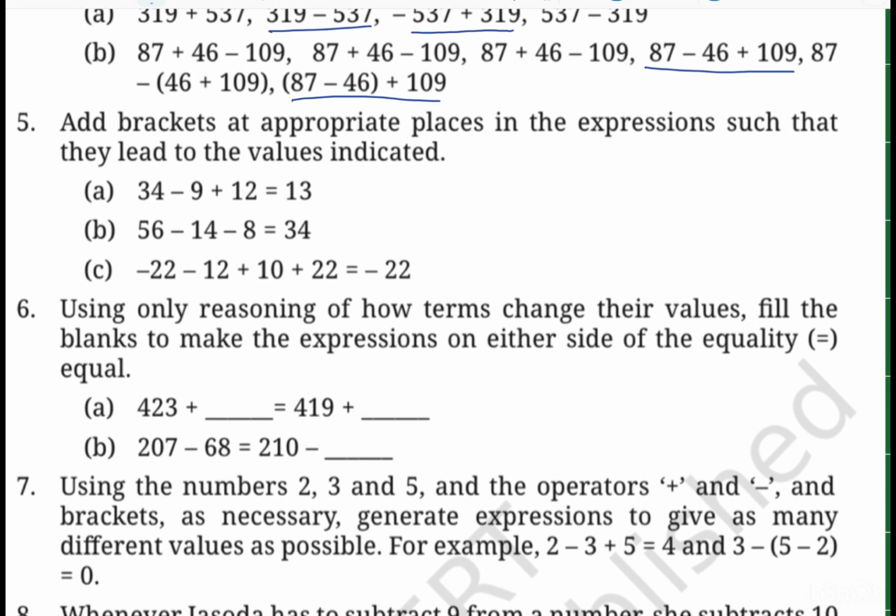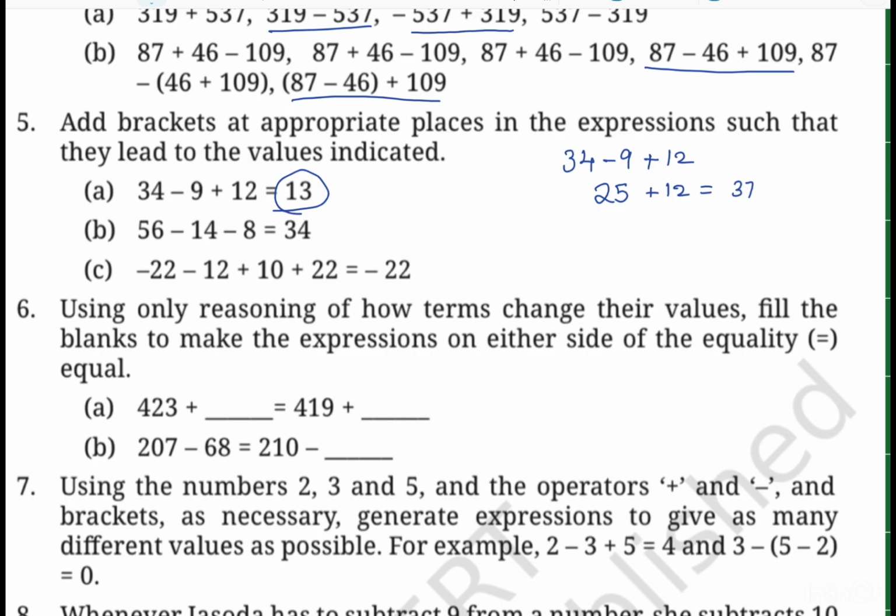Fifth question, add brackets at appropriate places in the expression such that they lead to the values indicated. Here we get 34 minus 9 plus 12, that is equal to 13. We have to check the answer. 34 minus 9 is 25, plus 12 is equal to 37. So the answer is not correct.